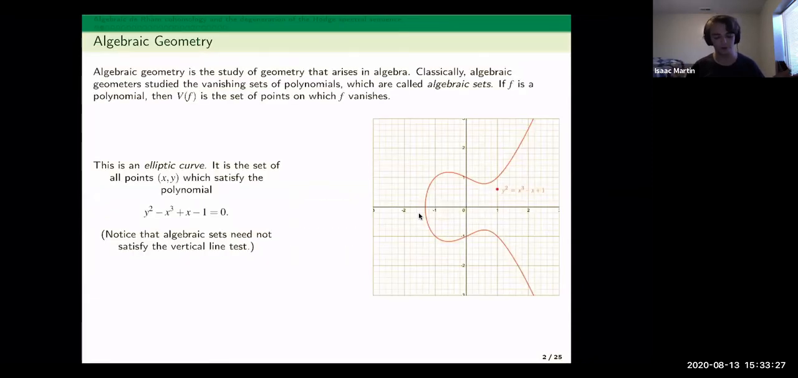So before I jump into the land of technicality and abstraction, I'd just like to talk a little bit about classical algebraic geometry. Classically, in algebraic geometry, we study things called algebraic sets, and these are just the vanishing sets of polynomials. Here, this is just an elliptic curve. We care a lot about these in number theory. They're famous because of the proof of Fermat's theorem, and it's an example of an algebraic set.